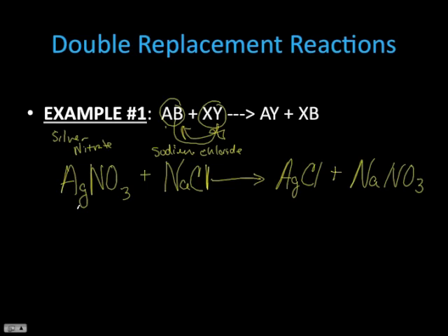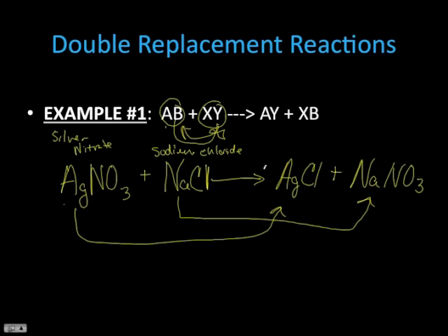So now you can see the silver nitrate, the silver switched and became silver chloride, and the sodium switched and became sodium nitrate. All right, so then you have silver chloride and sodium nitrate. And that's the double replacement aspect of this reaction.